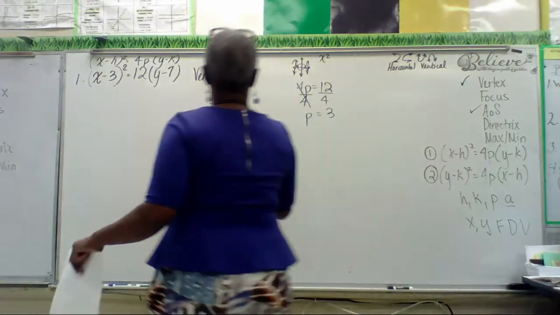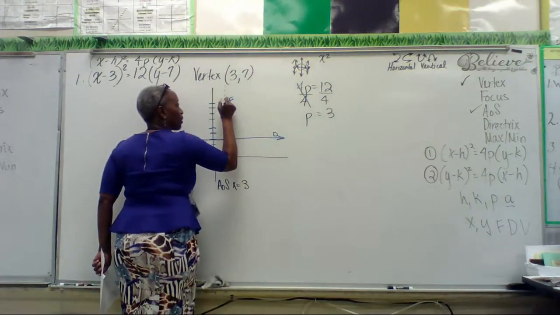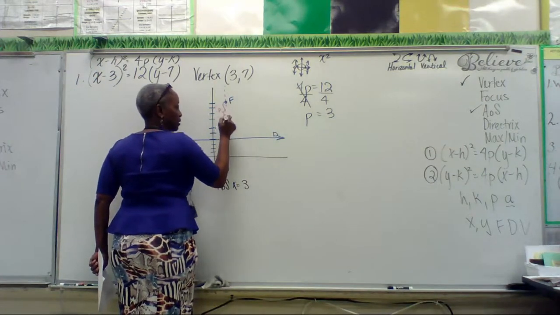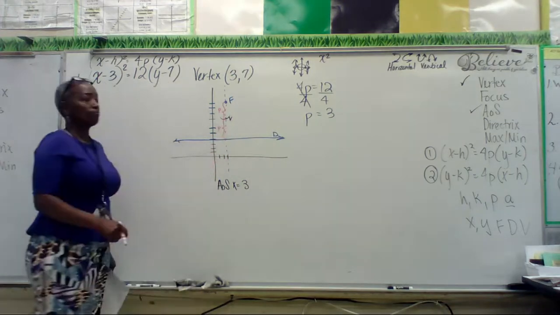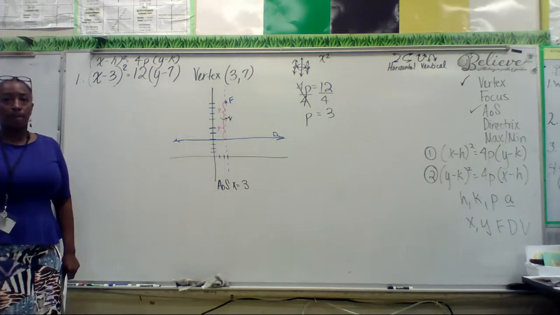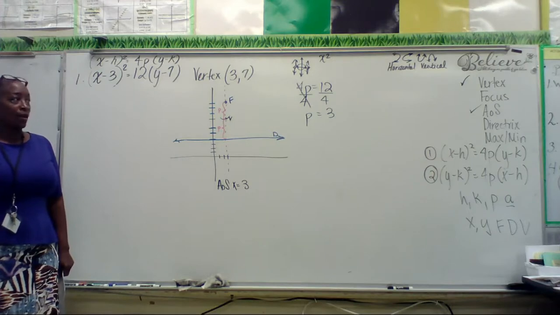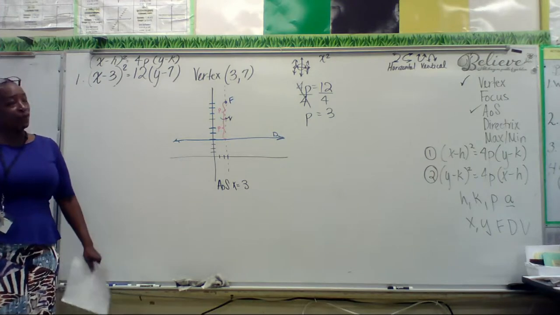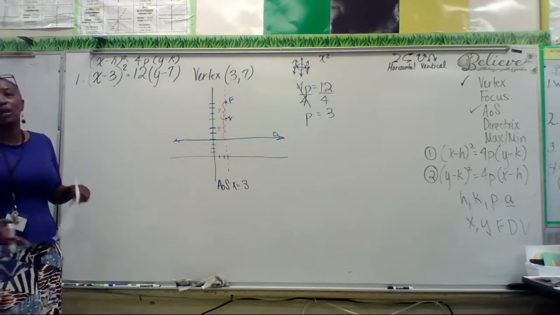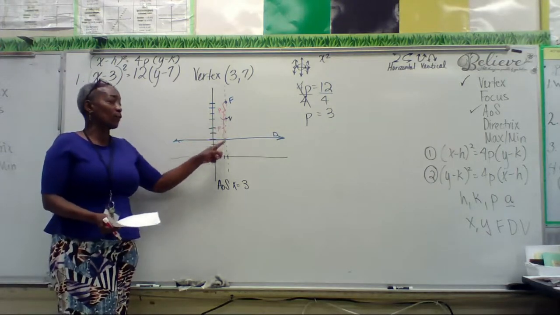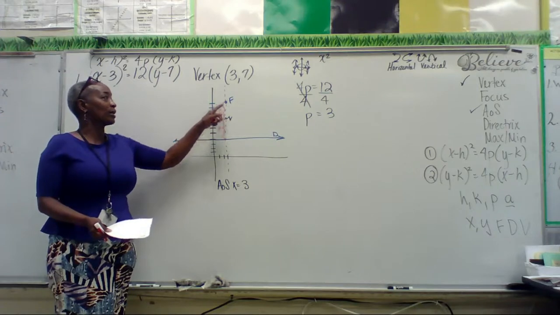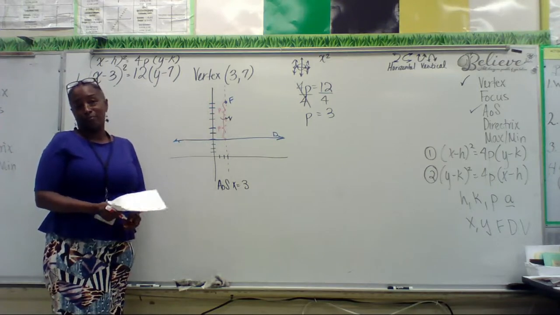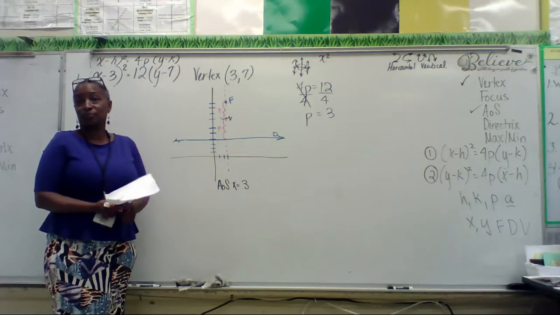So what I'm telling you is that this distance right here is P distance, and this distance right here is P distance. So you gotta find the focus before you find the direction. You gotta find P before you find E. If you find P, you can go from the vertex to the directrix, or you can go from the vertex to the focus. Because it's the same distance.